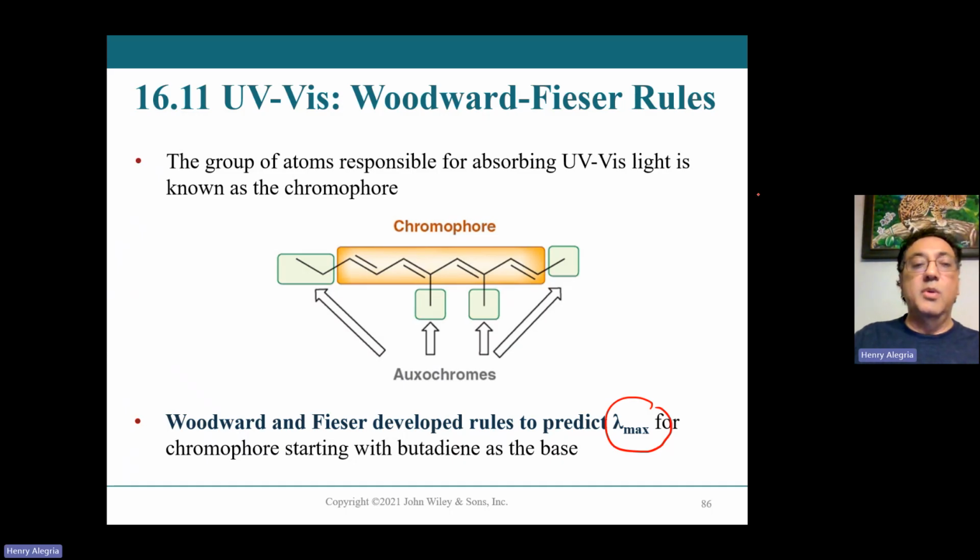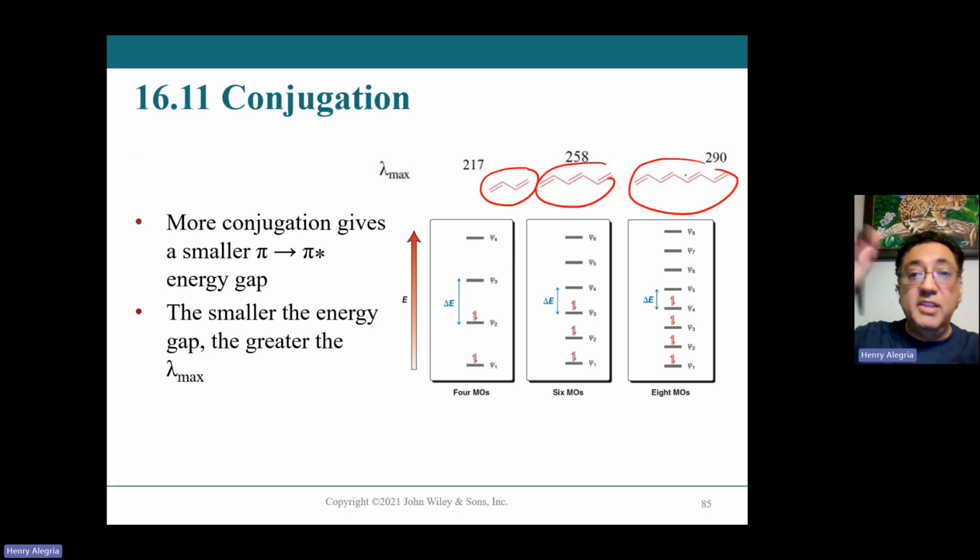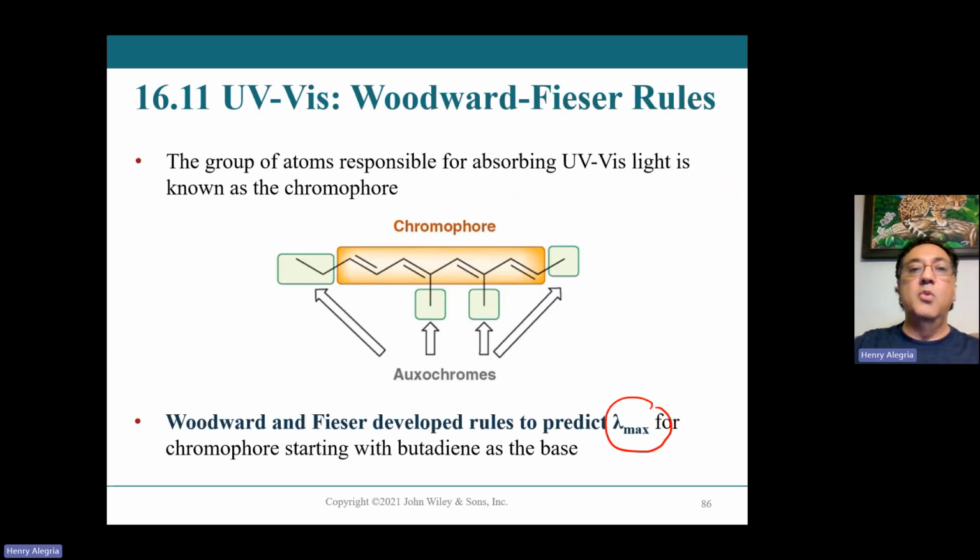So here's how you apply the Woodward and Fieser rules, right? Notice in a situation like this, we were talking about strictly 2 double bonds, 3 double bonds, 4 double bonds. There's nothing else hanging off that. However, here we have highlighted the chromophoric part, which would be your 4 double bonds.